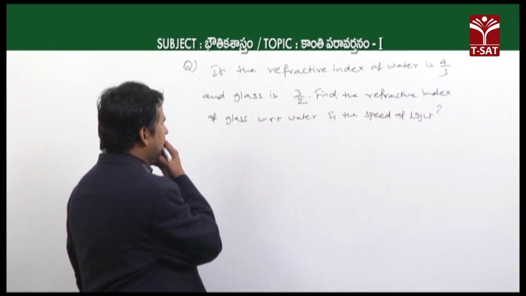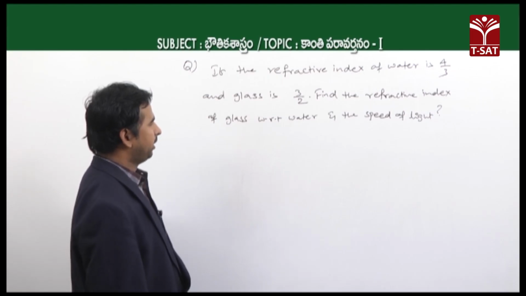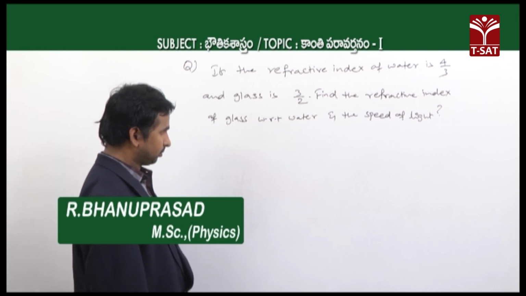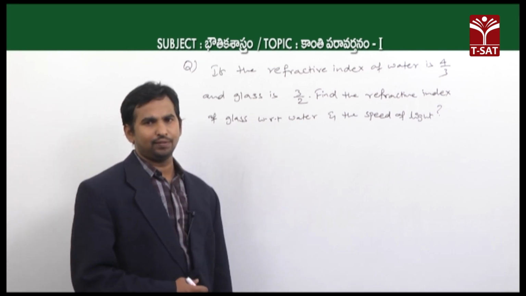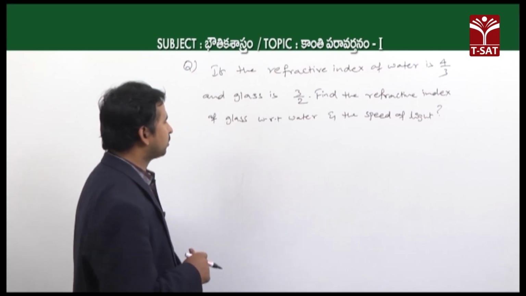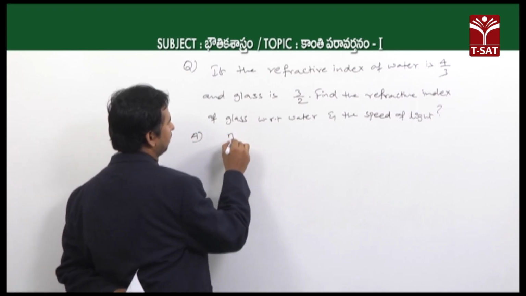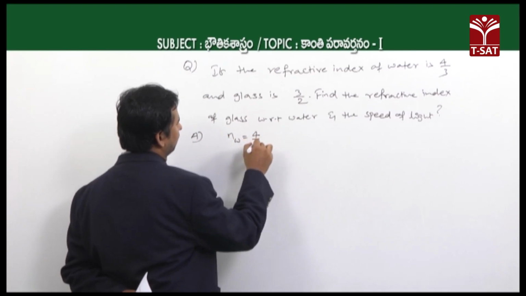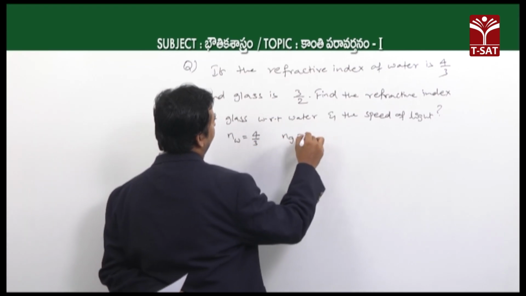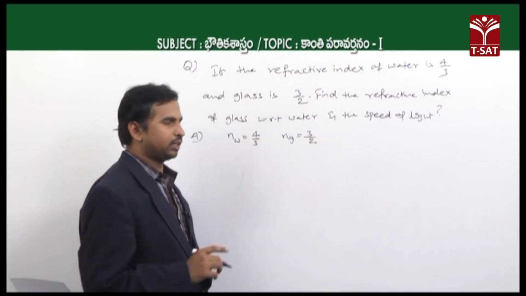Now, given here, if the refractive index of water is 4/3 and of glass is 3/2, then find the refractive index of the glass with respect to the water, and also we have to find the speed of light in this medium. So given that the refractive index of water is nothing but its absolute refractive index, the absolute refractive index of water is 4/3 and of glass is 3/2. Then we have to find the refractive index of glass with respect to the water.